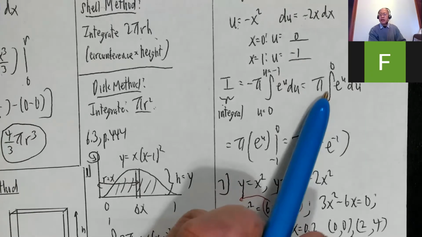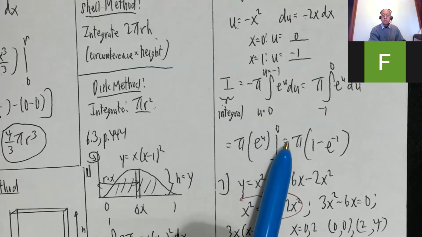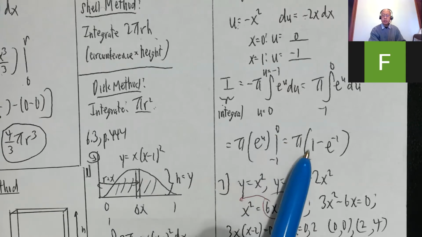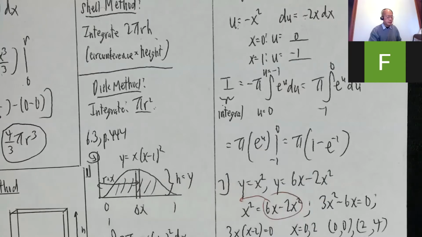So pi times the integral of e to the u is itself, e to the u, from negative 1 to 0. So that equals pi, plug in 0, you have e to the 0, which is 1, minus plug in negative 1, e to the negative 1. So that's my final answer right there.